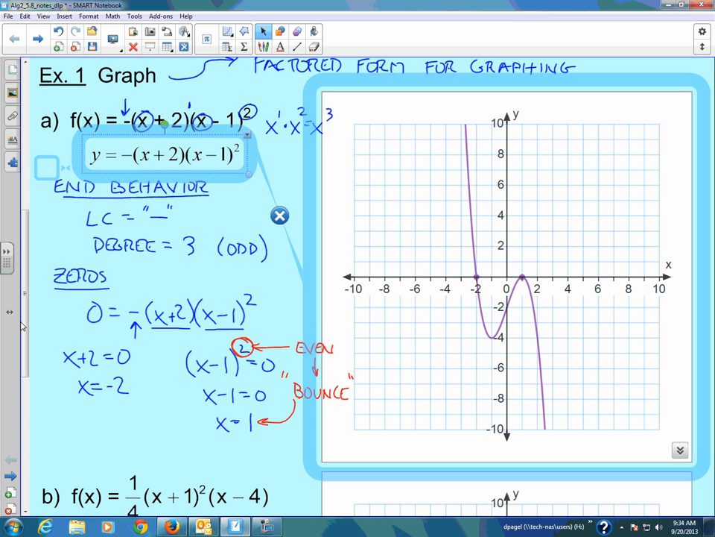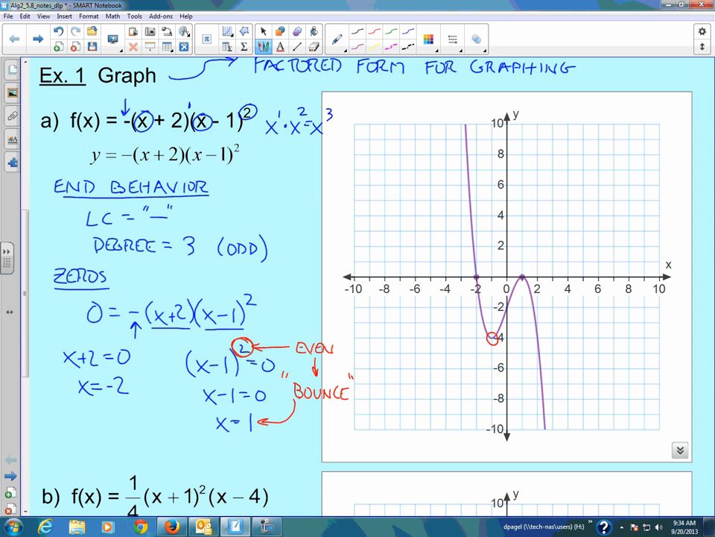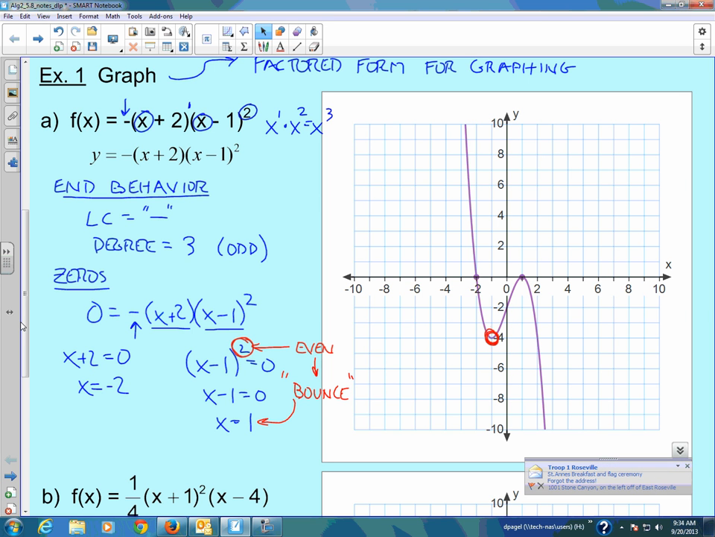You're more than welcome to do that through synthetic substitution, or just put some t-tables together and pick some x's and find some y's. But we're not going to be after the exact value of this local minimum. You can estimate it somewhere in between 0 and negative 2, or maybe halfway between 1 and negative 2. You can use that point, but we're not going to go after the exact value. I just know that in this case, that local minimum exists between my 2 x-intercepts. We're really just looking for the shape right now, and when you get into calculus, we'll worry about the local mins and maxes in terms of their exact values.